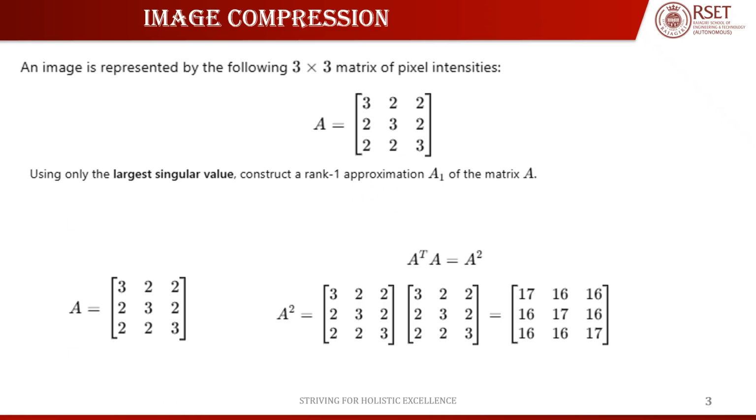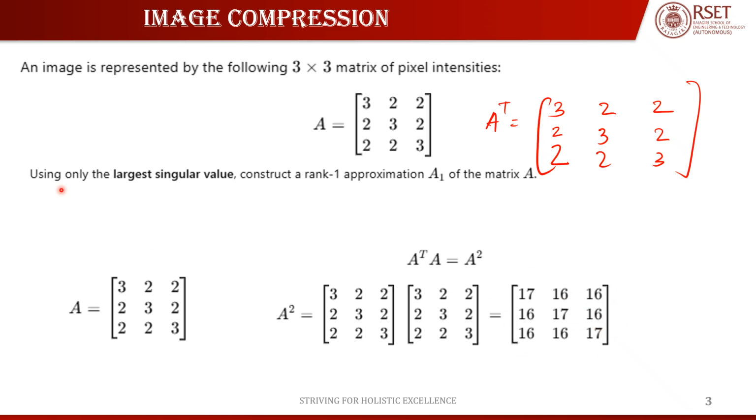So first, you are given A, and what is A transpose? A transpose is obtained by writing the first row as the first column, the second row as the second column, and the third row as the third column. You can see A and A transpose are the same. A is equal to A transpose, so A transpose A is in fact equal to A square. On doing this, you have a particular matrix here.